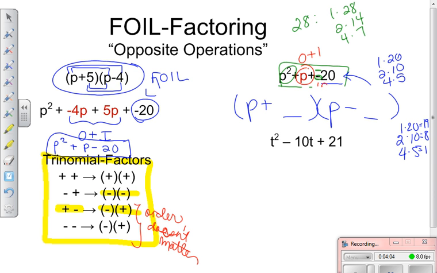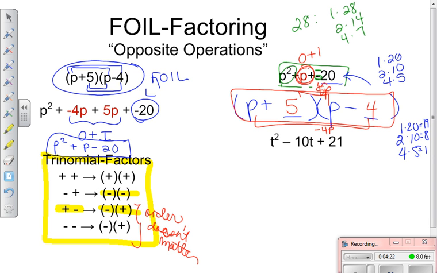If I want my p to be positive, that means I want my 5 to be positive, my 4 to be negative. If I check, I have 5p inside, outside negative 4p gives me a positive 1p. And so that is your answer.